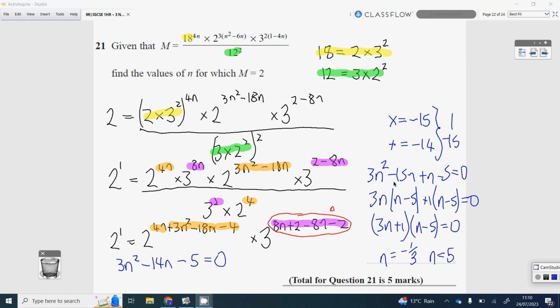Fully factorized terms 1 and 2 gives me 3n and minus 5. And repeat, fully factorized terms 3 and 4. Well, that's just one lot of n minus 5. And then our pair of brackets are the two components that aren't inside a bracket. That's the 3n plus 1 and the repeated bracket, the n minus 5. Which values of n make each of these brackets 0 in turn? Well, this bracket will be 0 when n is minus a third, and this bracket when n equals 5.